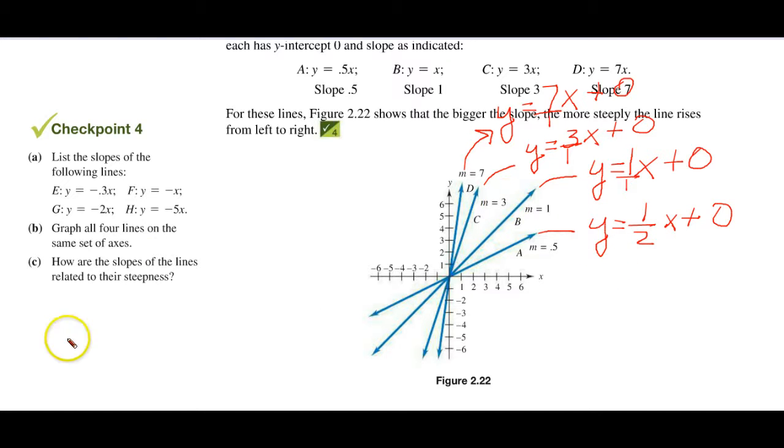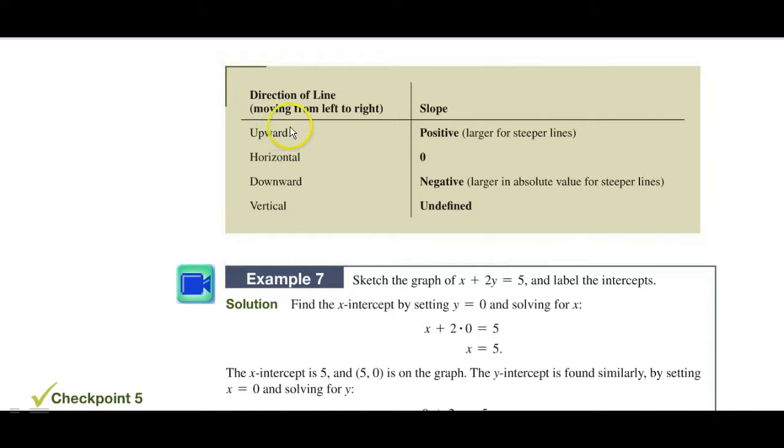Alright, very good slide there. Here's a little summation of slope. Positive slope, again, starts low, goes up. Horizontal slope is 0. Negative slope starts high and goes down. And then vertical line, the slope is undefined.